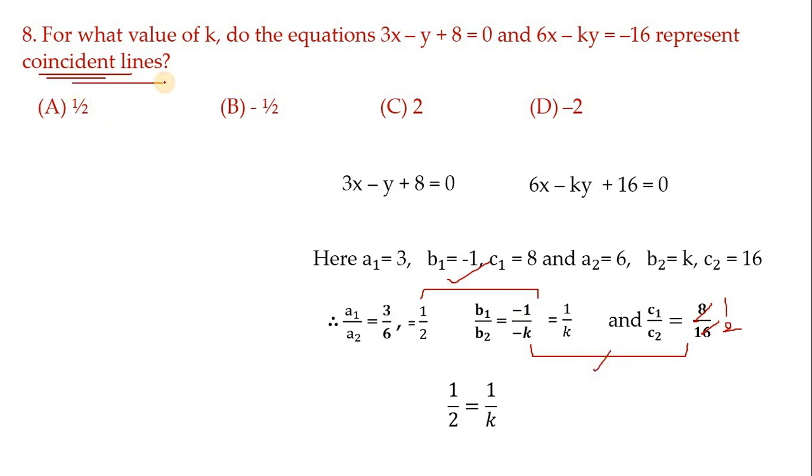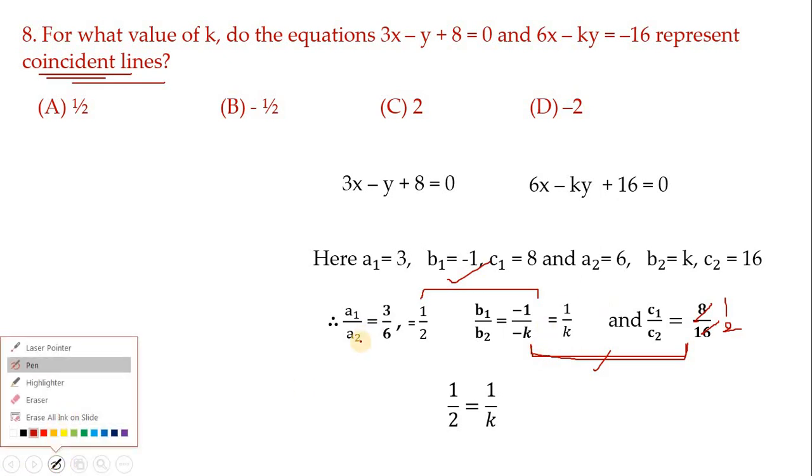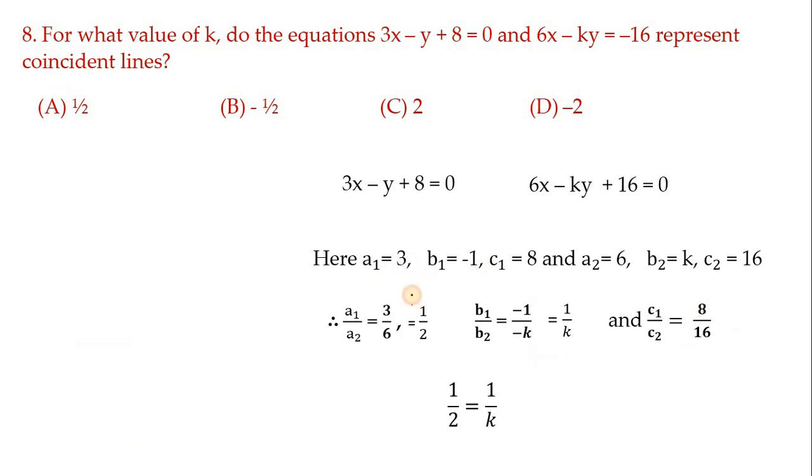In case they are talking about parallel lines, these two should not be compared. B1 by B2 should not be compared to C1 by C2, because here these two ratios are not equal. But for this problem you have a chance, so any ratios can be compared, as I said, these two or these two.